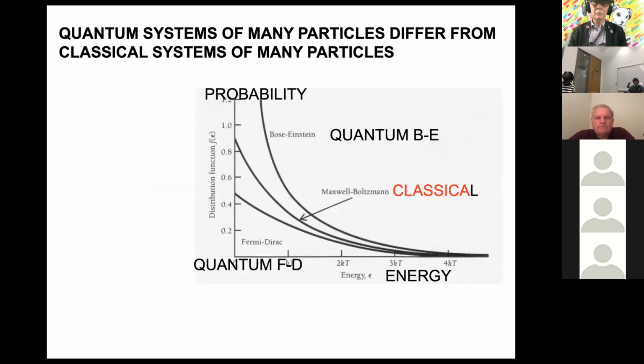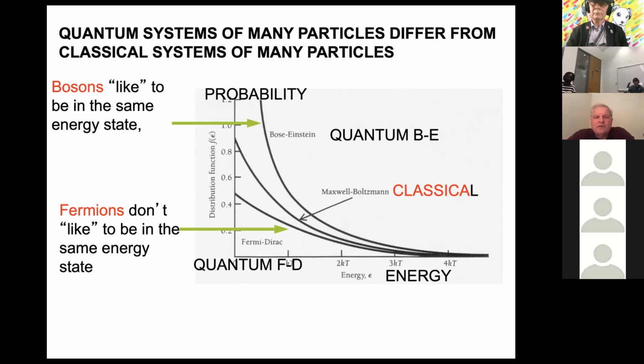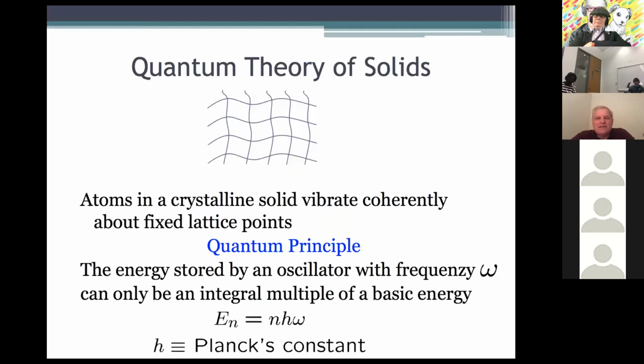And this is a distribution function of the probability as a function of energy. In the middle, you have the classical function, which is called Maxwell-Boltzmann distribution. At the bottom, you have the Fermi-Dirac for fermions, and the top is Bose-Einstein for bosons. So bosons like to be in the same state, and fermions don't like to be in the same energy state as other fermions. So completely antisocial. Fermions are antisocial. Bosons are social animals, if you will, or party animals.